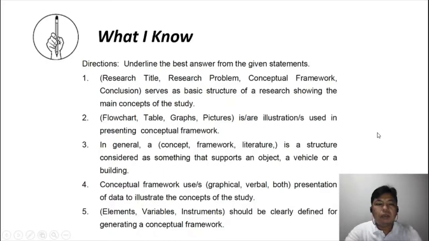Okay, so before we start with the lesson proper, you're going to be doing pre-activities. For the first activity, the direction is underline the best answer from the given statements. So for this particular activity, you're going to be reading the statement for each number, and you're going to be choosing the correct answer from the choices given within the parentheses. Okay, so underline your answer.